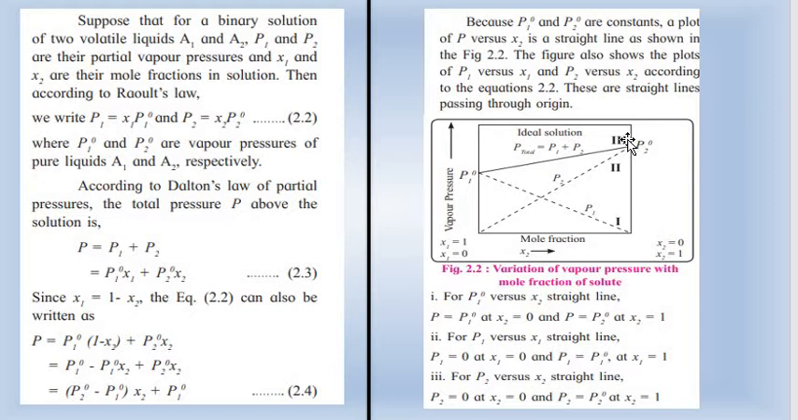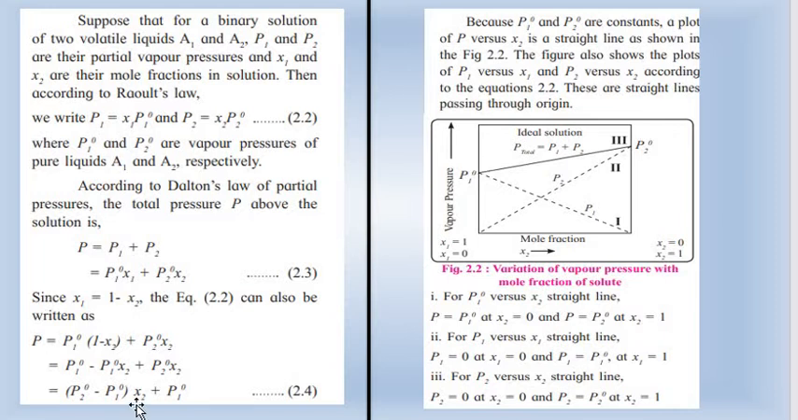And if I am talking about total pressure, I am taking the total pressure. So what will happen? Let's suppose I take x2 value as 0. Then 0 multiplied by this whole bracket is 0. So the first value will become P1 naught, here for P against mole fraction.